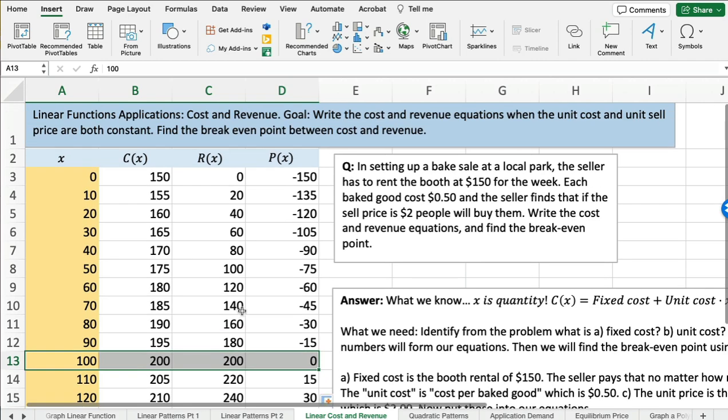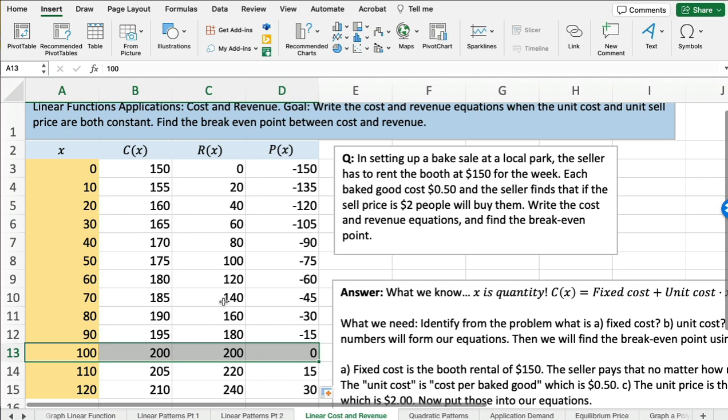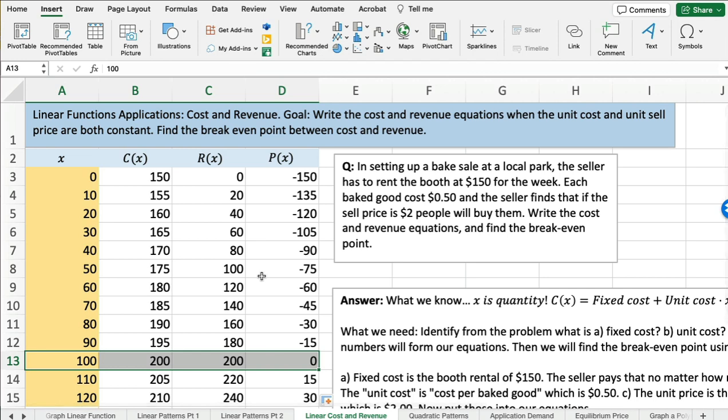So the way we would state that is, what is the break-even point between cost and revenue? Well, it's when x equals 100. In other words, when we're selling 100 baked goods. Once we have sold 100 baked goods, we have basically paid for our booth rental at that point. And anything that we sell beyond that will be pure profit. That's basically what we're looking at.